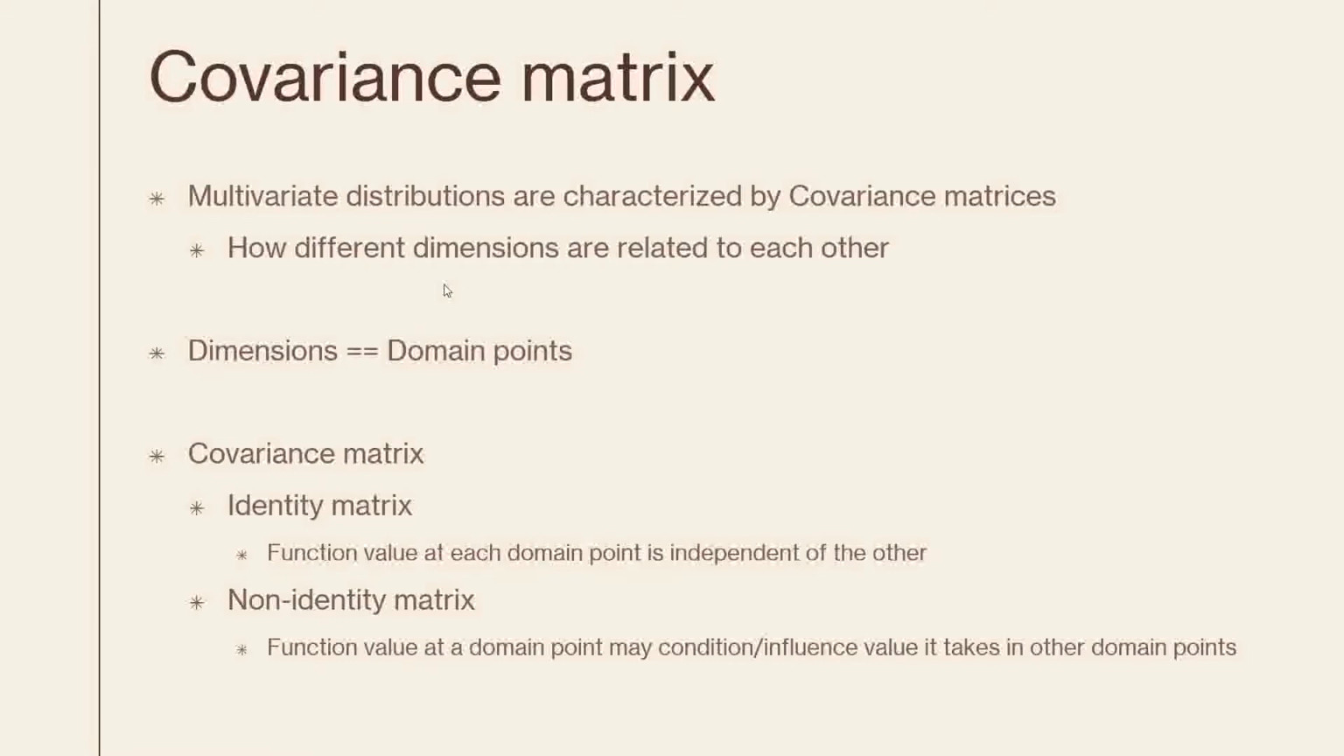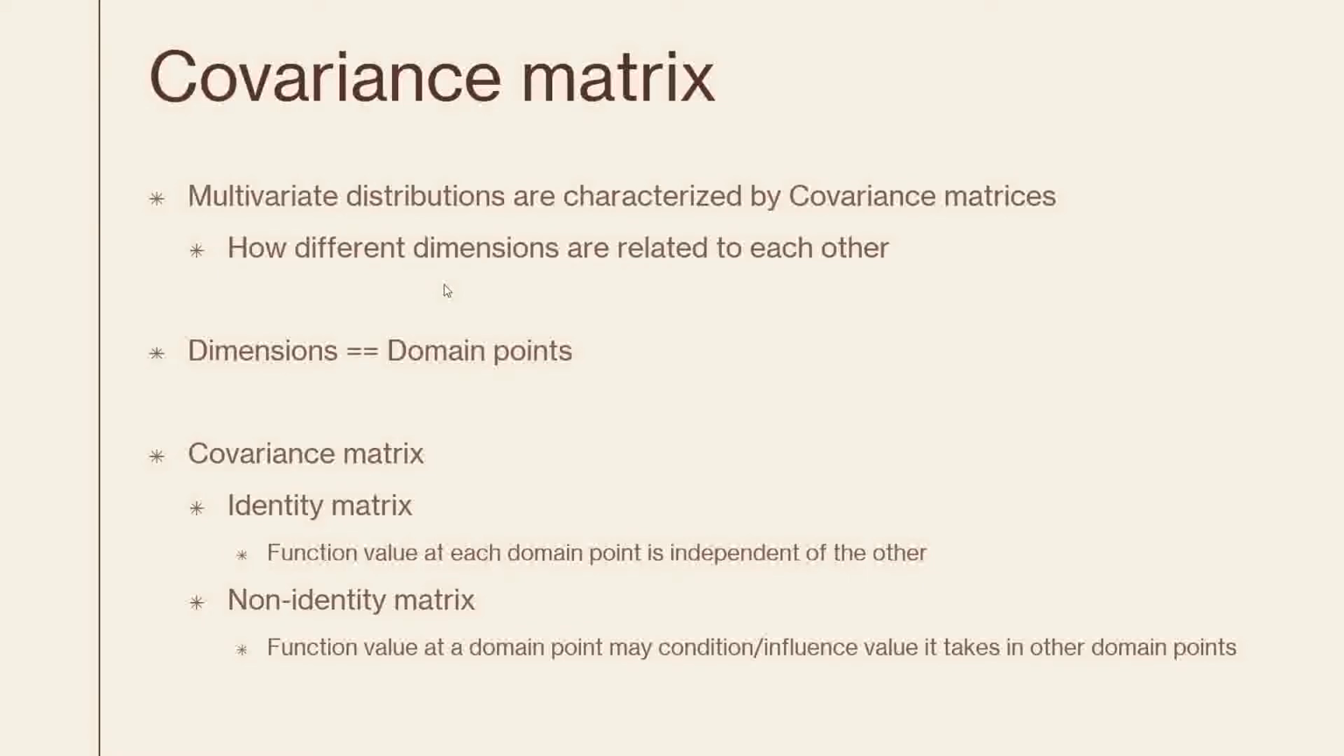So if the covariance matrix is an identity matrix, then every dimension is independent of the others, which means that the value taken by the function in one dimension does not constrain the values taken by the function for the other dimensions. They're completely independent. But if there is a covariance, then there is an interaction between those dimensions.